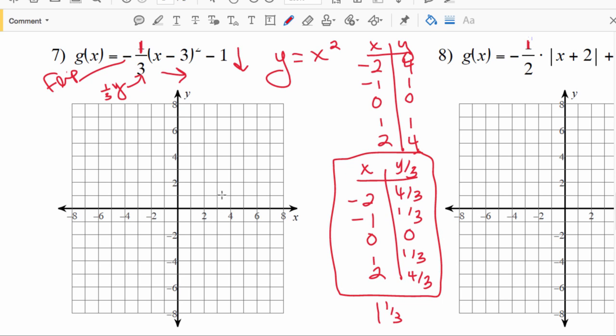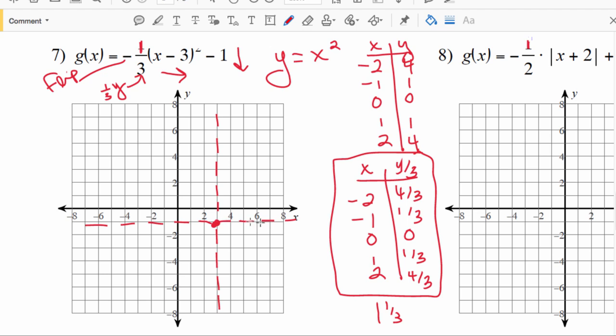All right, let's move our origin. We're going to the right 3 and down 1. Then we're going to put in our imaginary XY axis. And I just got to remember that our graph is going to be flipped upside down, and all of these numbers in the Y column here are going to be opposite of what you see. So they're all going to be negative.